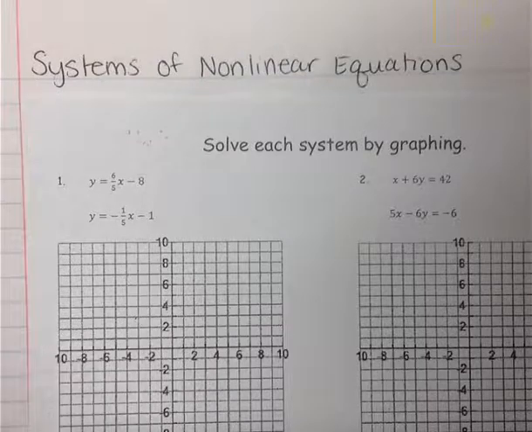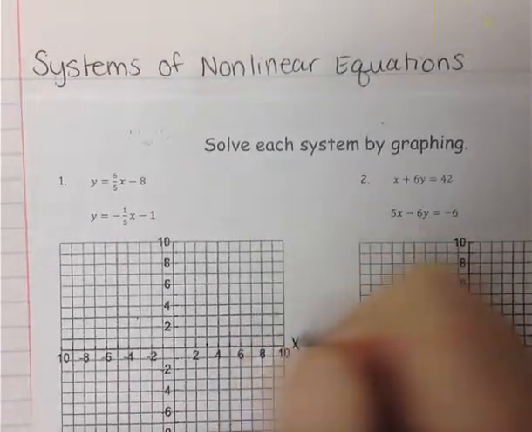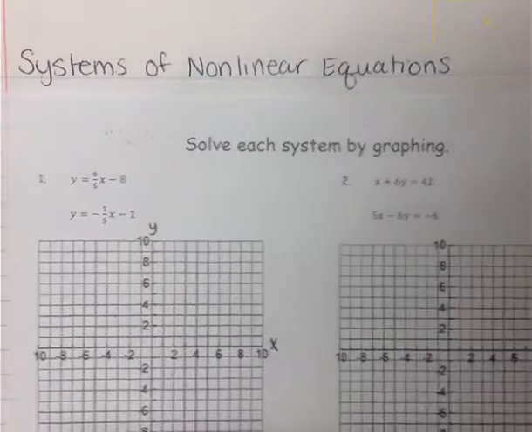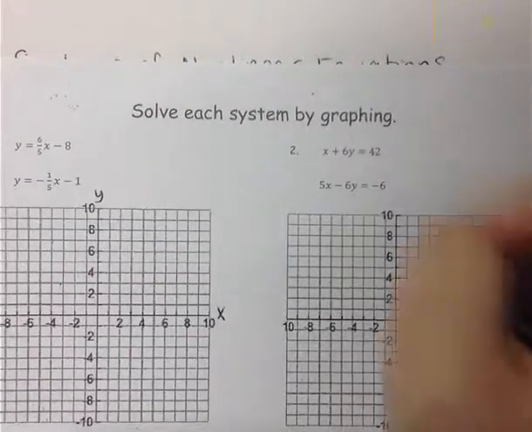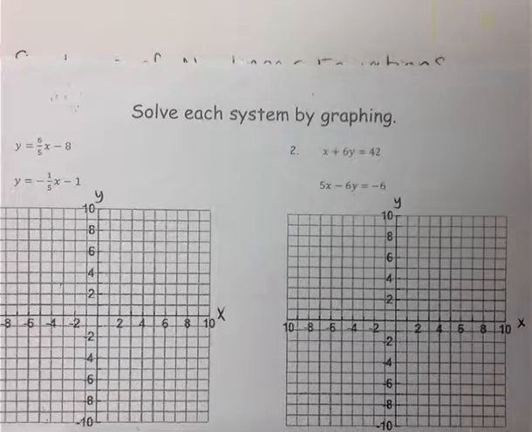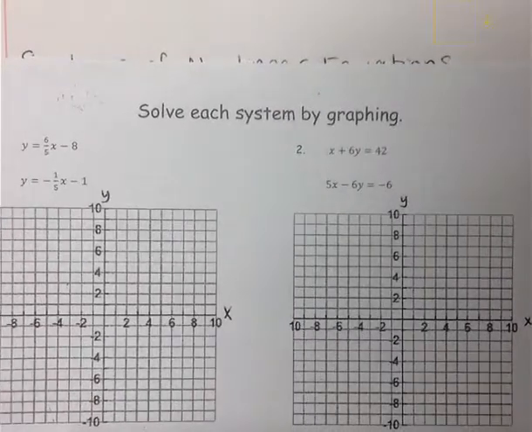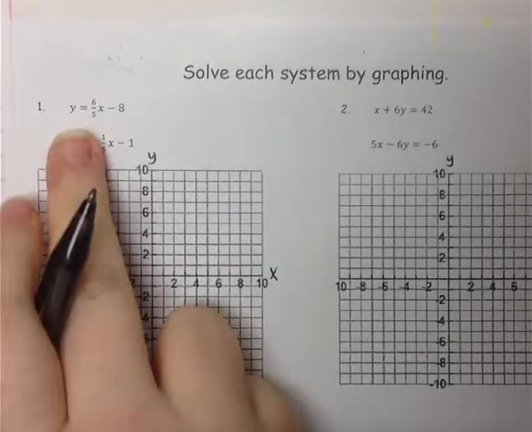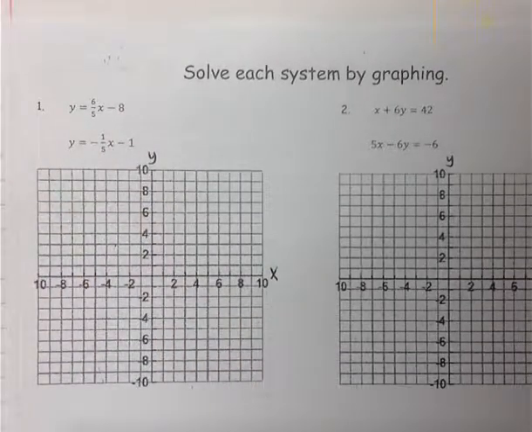On each of our graphs, we need to have our x and our y axis labeled. So we're going to put x and y on each of our x and y axes. There are 4 on here, and we're going to put x and y on all 4 of them. So now we need to graph these. Make sure that they are in y equals. This first one is in y equals.